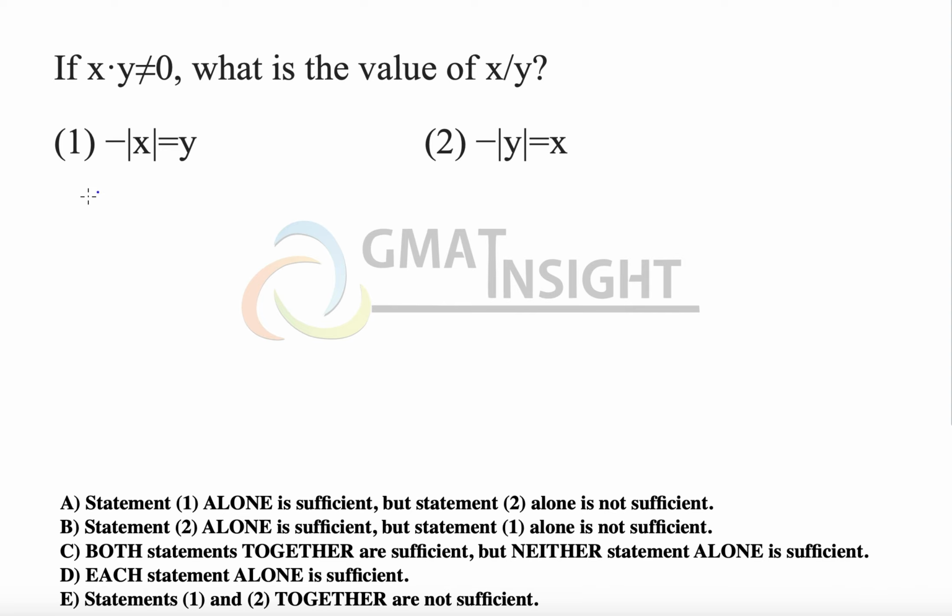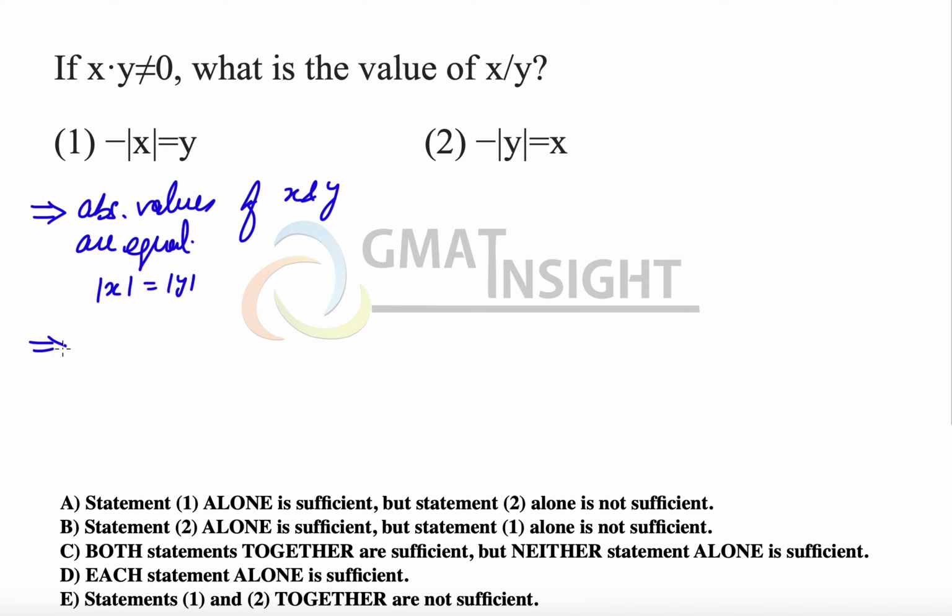When we have such an expression, there are two things that we must understand from it. Number one, that absolute values of x and y are equal. Mathematically, we can also say that mod x is equal to mod of y. And the second information is that because minus mod x cannot be positive and it can't be 0 as given in the question, y is definitely a negative value.